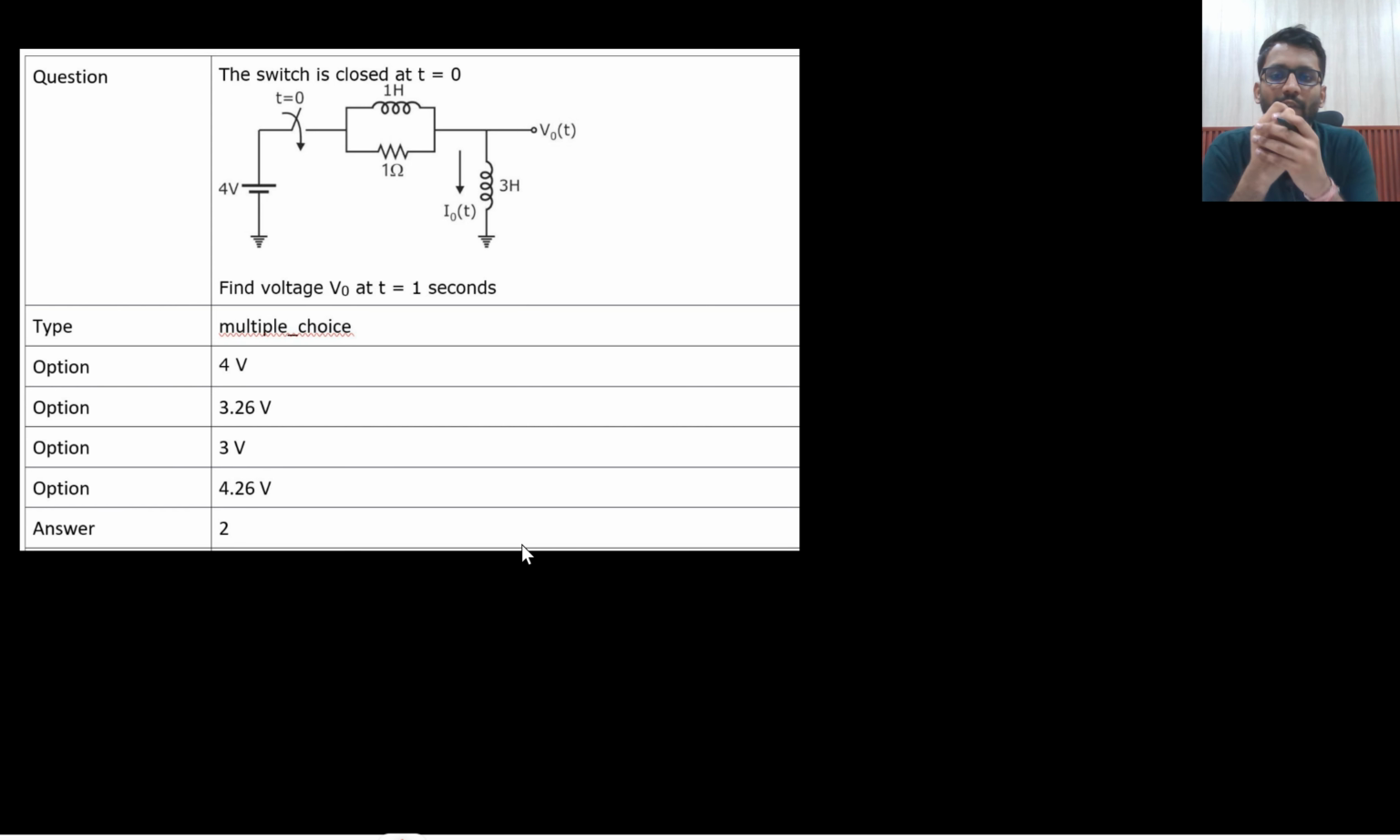What you need to find? You need to find V naught at t equals to 1 second. So what kind of circuit is that? With respect to voltage, it is a first order circuit. Why is it a first order circuit? Because across the inductor, if I give V1 voltage, so across 1 Henry, I can write down the potential, that is 4 minus V1. So only one variable is there, one state variable is there. So it is a first order circuit with respect to V naught.